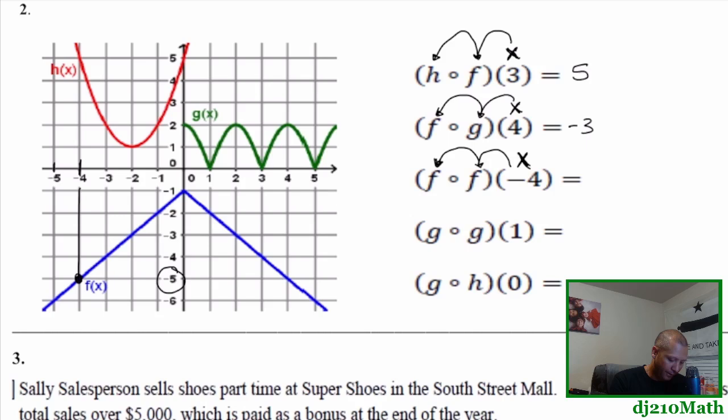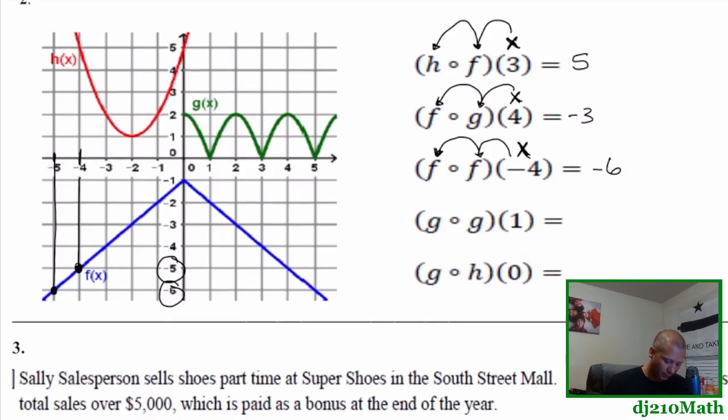So -5, the y value is going to be -6. So -6. All right, hopefully we can all see where this is going. Now we have x is equal to 1. So when x is equal to 1, I'm looking at the y value for g. So at x equals 1, the y value for g is going to be 0.